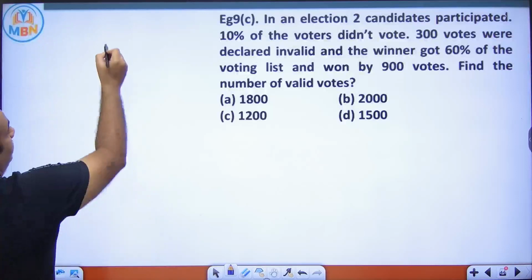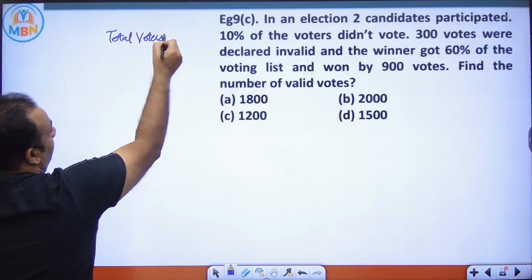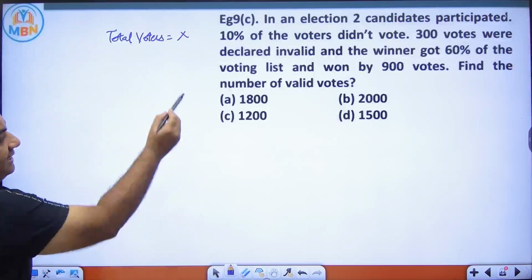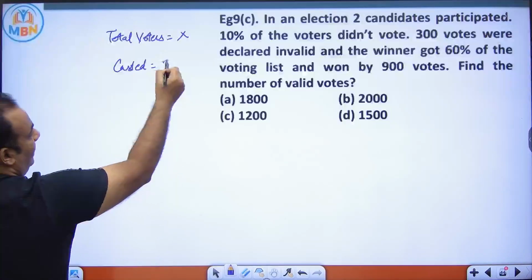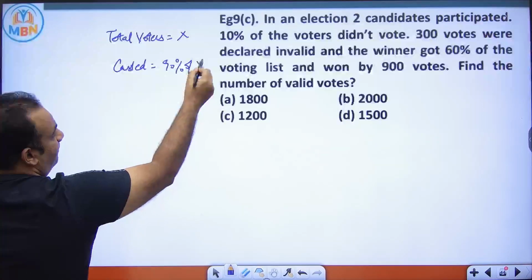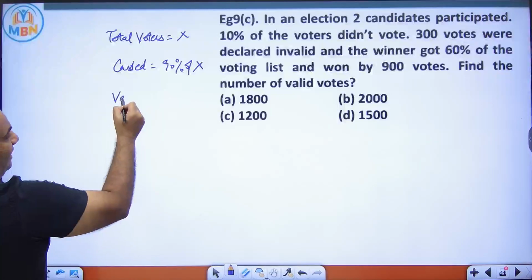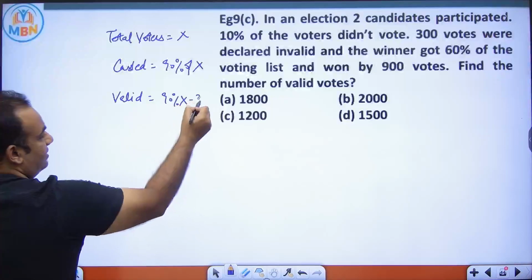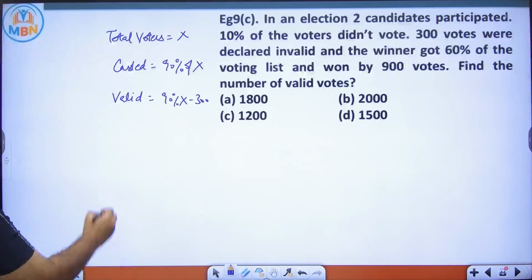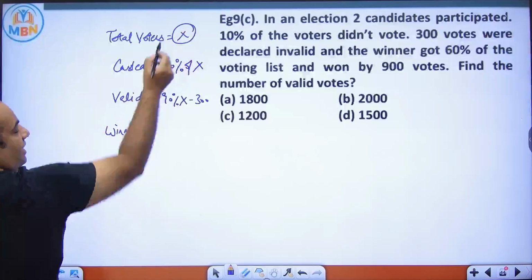Let me assume the total voters be X. Now they are saying 10% didn't vote, so how many voted? 90%. So 90% of X are the people who voted. 300 votes were declared invalid, so I can directly write valid votes: 90% of X minus 300. The winner got 60% of the voting list, so winner got 60% of this X.